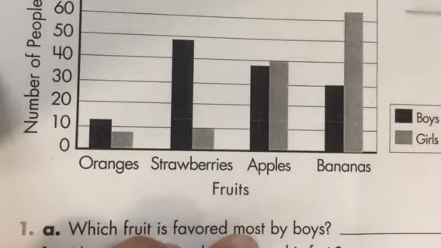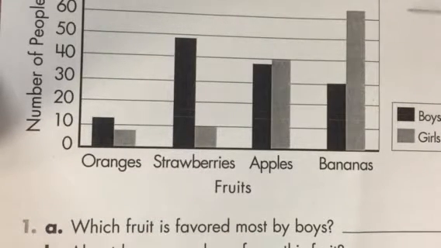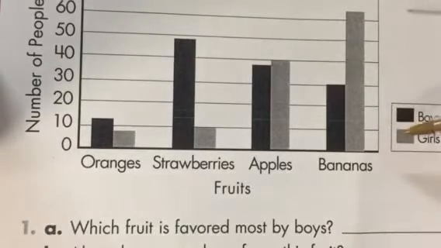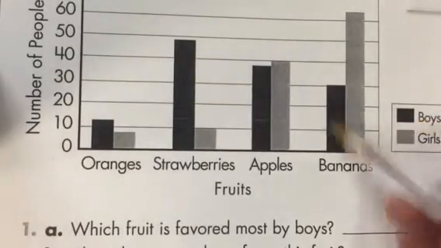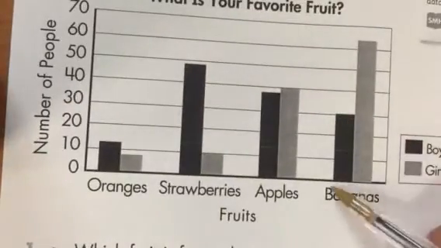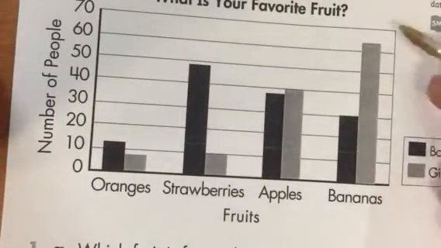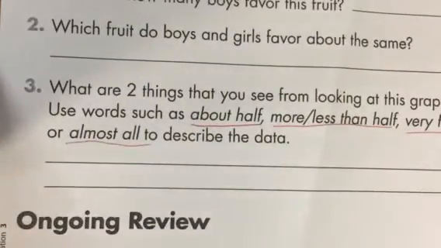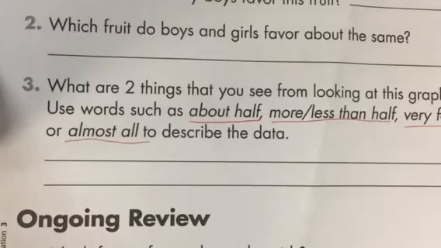So what I can say is that the number of girls that liked bananas is more than half the number of boys who liked bananas, or I can say the number of boys who liked bananas is about half of the number of girls that liked bananas. I would have used about half because you heard me say the number of boys who liked bananas is about half the amount of the number of girls that liked bananas. So they want you to use these words to really explain what you learned from the data.